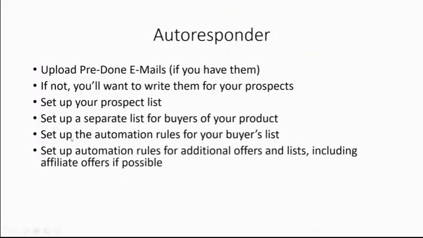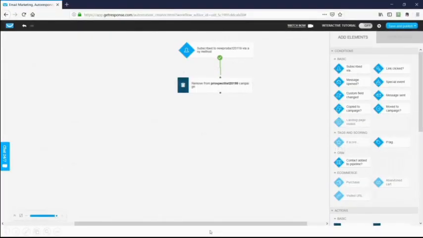Now, I have here, you want to set up automation rules for additional offers and lists, including affiliate offers if possible. What do I mean by that? What I mean is you want to have people taken off the prospect list. You're going to do this as many times as you can. In other words, anything that happens, you want to have someone removed from your prospect list when an action occurs. You're going to need to do this several times, but you only have to do it once, right? So anytime you create a new list that somebody who is on your prospect list could become part of, you want to make sure you go through this automation process to have them removed from the prospect list. Any new list you set up, have the prospect removed from the prospect list.